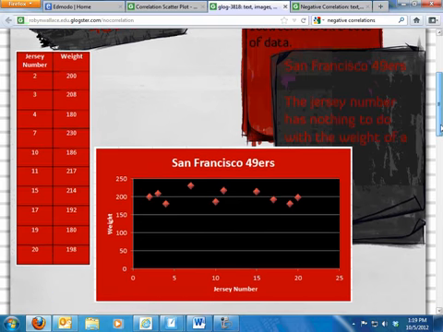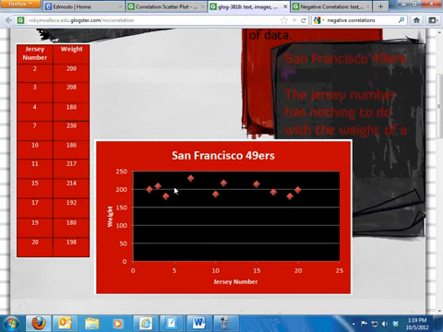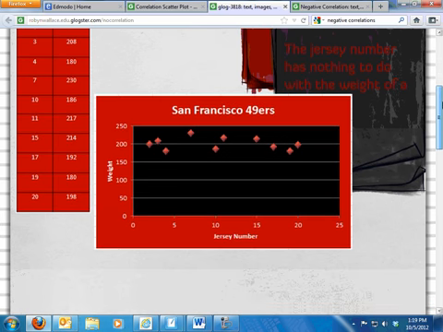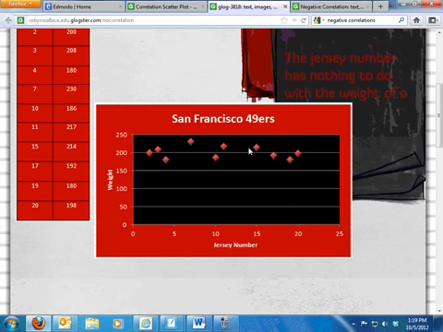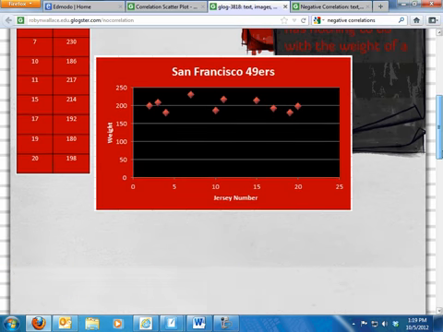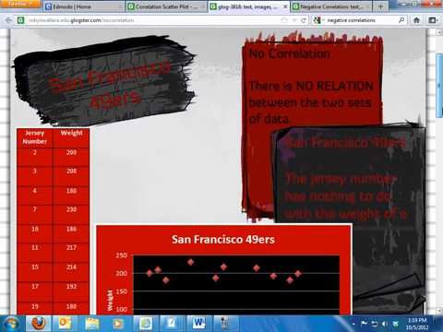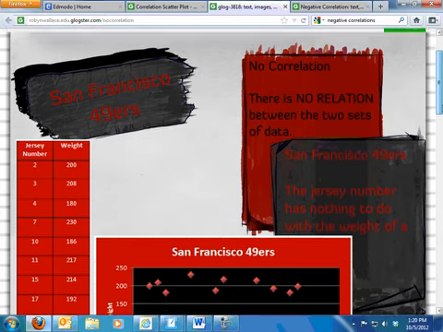Now, as I made my scatter plot here, I don't really see a trend that's going on. As the jersey number increased, the weight did not increase. There's nothing to this here. There's absolutely no relationship between a person's jersey number and the weight that they are. See this? The dots are just kind of everywhere on my graph here. There's no pattern to them at all. So that is a no correlation. There is no relationship between that set of data.